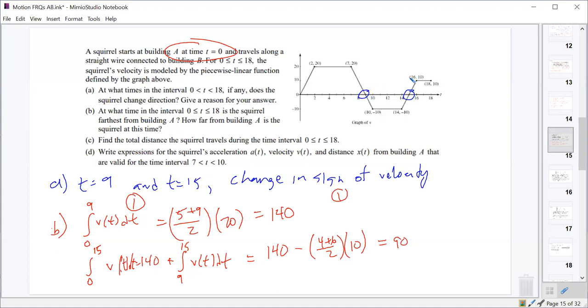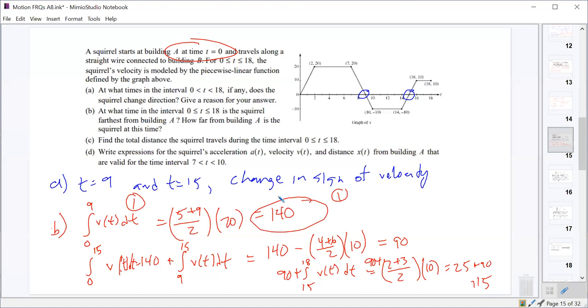And then we needed to figure out how much further it went to the right. Integral from 15 to 18 of v of t should have been what? First base was 2 and the other base was 3. And the height was 10. So that's 25. So its position then, 90 plus 25, should be 115. So it's furthest away at 140, or at t equals 9 when it was 140.